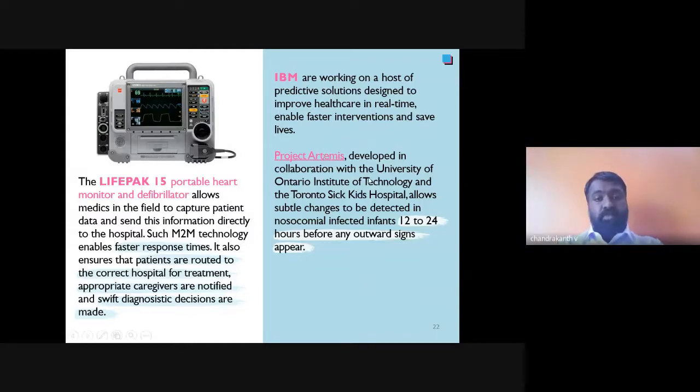Similarly, there are other projects which are being developed, like Project Artemis. This is done with the help of the University of Ontario Institute of Technology and Toronto. It is to detect nosocomial infection in infants 12 to 24 hours before any outward signs appear.